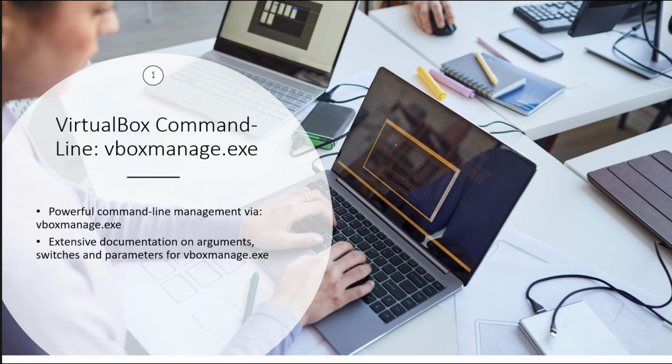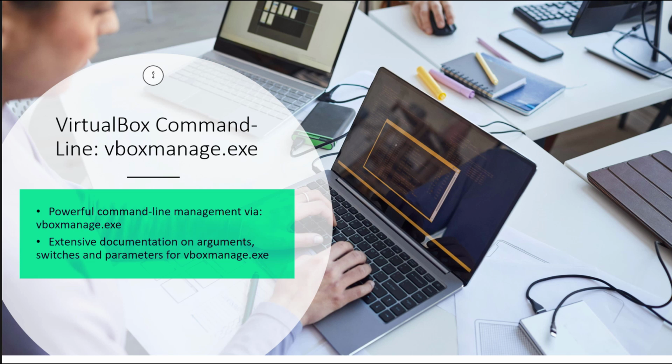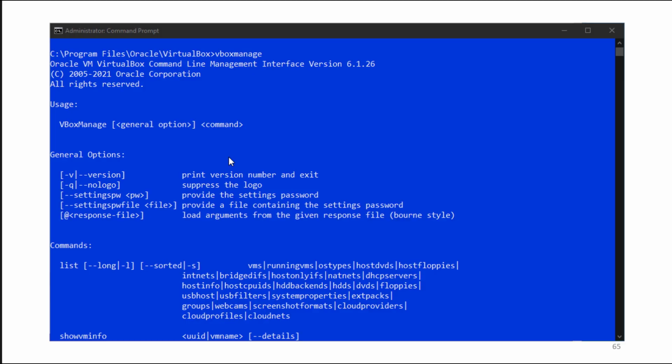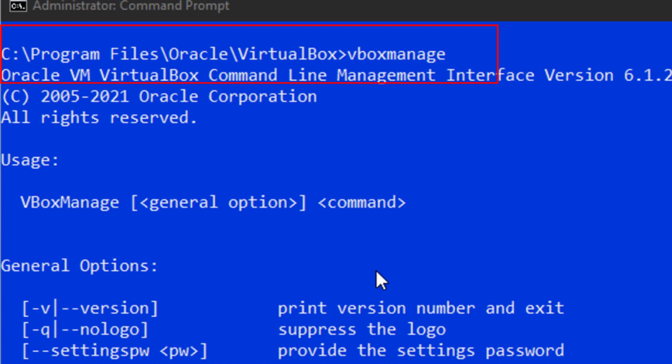This is really cool. Now, VirtualBox has a rich command line interface. In fact, you can do just about everything with VirtualBox at a command prompt. You use the VBoxManage.exe, and it provides you arguments, switches, parameters for just about everything that we've ever talked about in VirtualBox in this series and much, much more. There's extensive documentation on all of this command line interface. Once you've installed VirtualBox, you point your command line prompt to Program Files, Oracle, VirtualBox, and then type VBoxManage. You're ready to go.